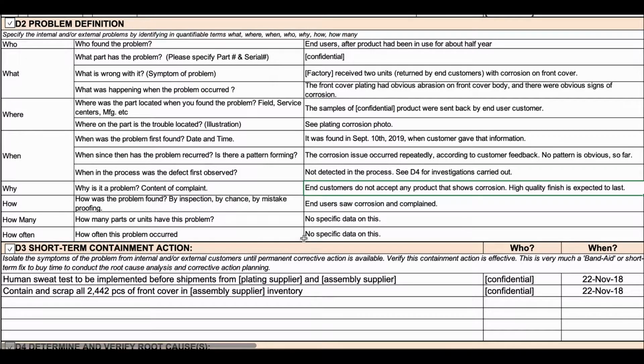How was it found? How many parts? How often? If you have some data, maybe you can plot it. Maybe you can see if there's a pattern. Any attachments that are visual are always a good thing. So if you spend 10, 15, 20 minutes going through this, maybe more time collecting some data and putting it together in a visual way, all the rest will be much easier.